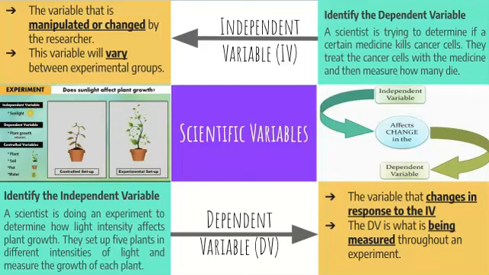So a scientist is doing an experiment to determine how light intensity affects plant growth. They set up 5 plants in different intensities of light and measured the growth of each plant. All right, so pause the video and predict what the independent variable is. Again, the independent variable is what's being manipulated or changed, and so here we see the light intensity. The dependent variable here would be the measure of growth, so the growth. Because a dependent variable is what's going to change, all right? It's going to be what responds to the independent variable.